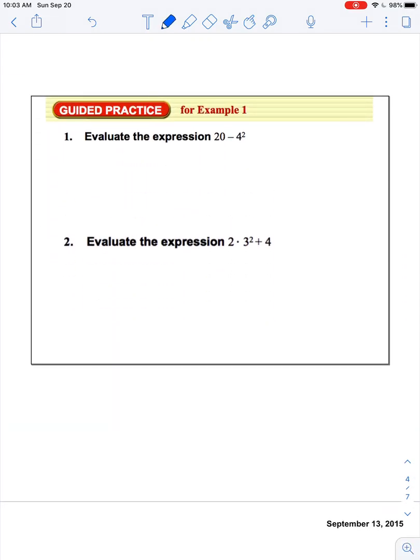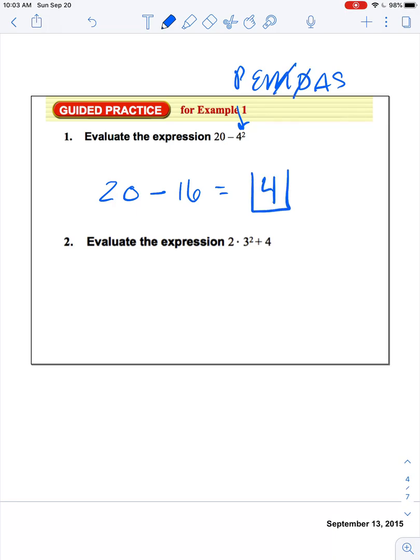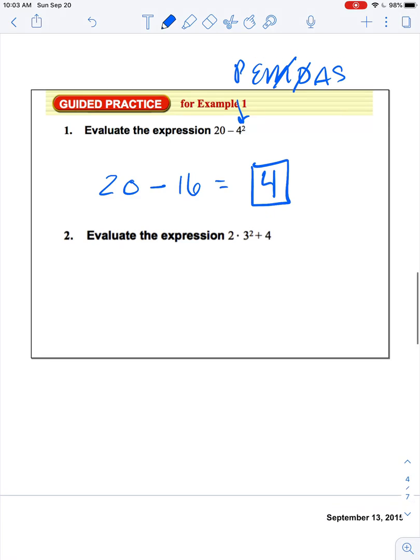Okay, evaluate the expression. In this one, I'm thinking back to PEMDAS. I don't have parentheses. I do have exponents, so this is going to be the first part that I do. So I'm going to do 20 minus, and then 4 squared is 16. Then I don't have any multiplying or dividing, so I go right to addition and subtraction, and I end at 4.